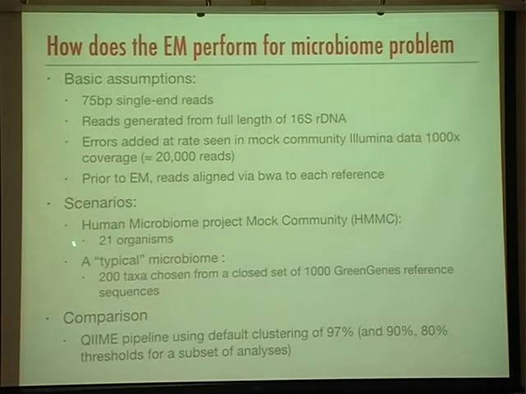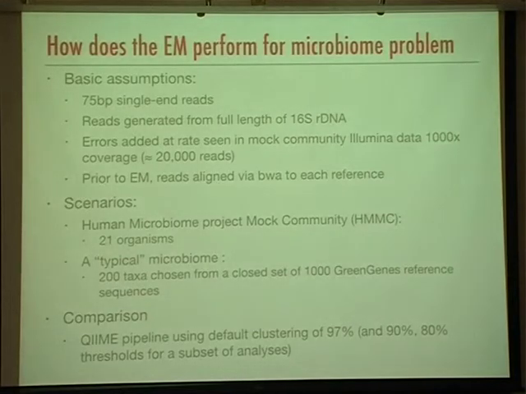It was 21 organisms, and they sequenced them, and then made that data available for testing of algorithms. And then we're also going to look at a typical microbiome, because this would be a low complexity microbiome in practice, and most microbiomes have more than 21 taxa involved. So a more typical one where we have 200 taxa chosen at random from a larger set of 1,000 that are each from the Greengenes reference.